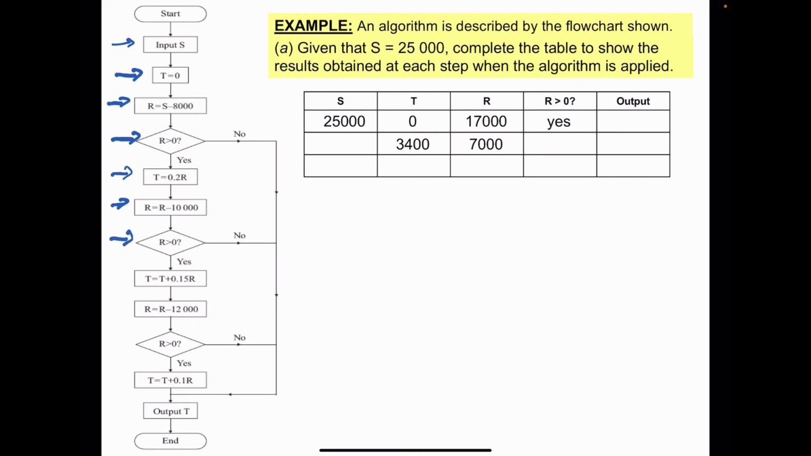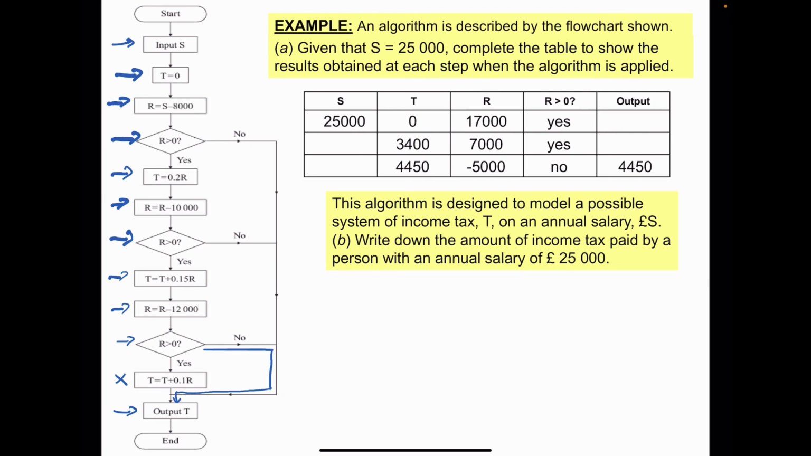R is still positive. That means I can move on and I assign the new value to t, what is t plus 15% of r. And then I do r minus 12,000, which gives me a negative value. And now in this case, it's not positive. That means I'm following this path. I'm going down and I'm going here. That means I skip this step now. Okay, and because I am here now, that means I can print out the value of t, what is currently there.